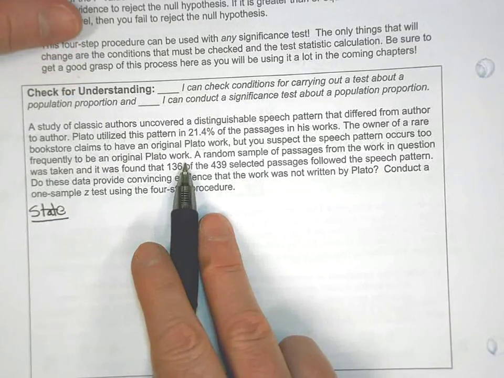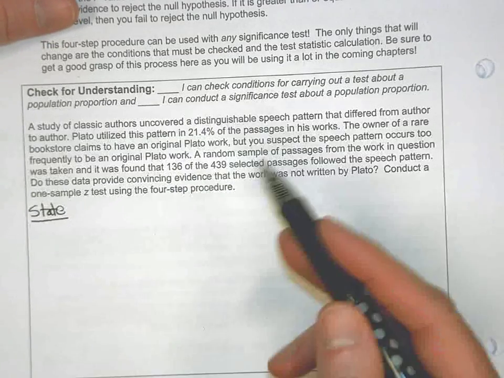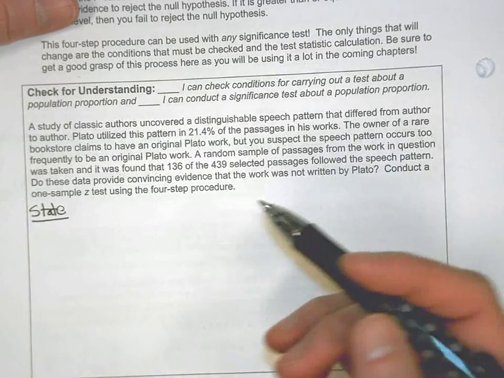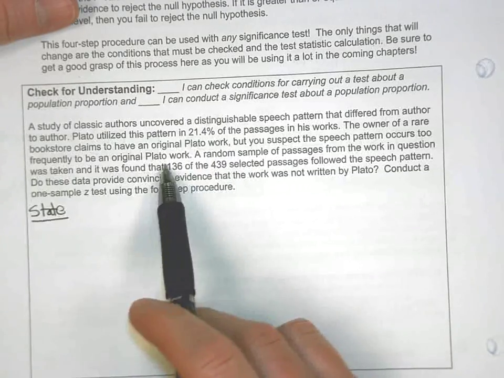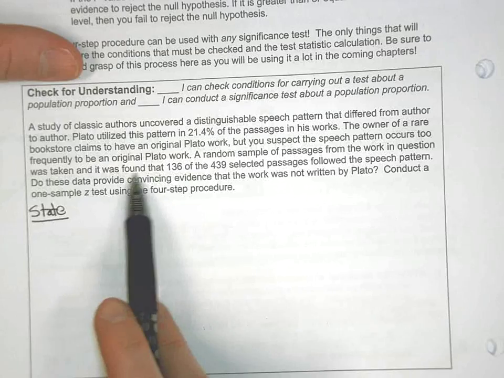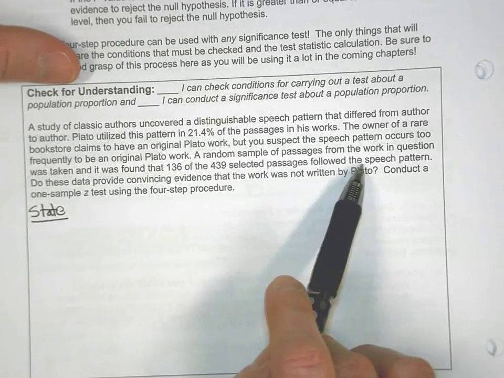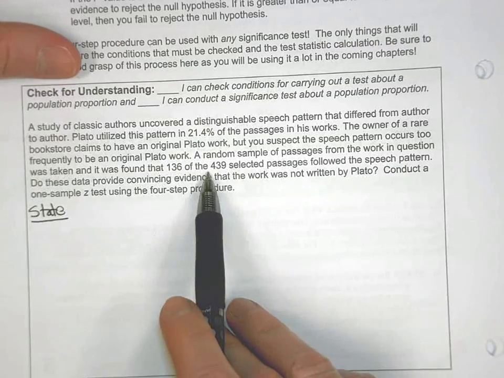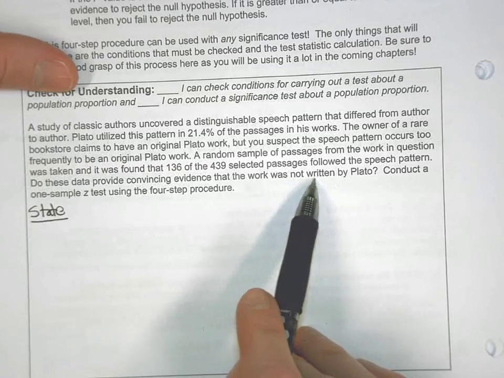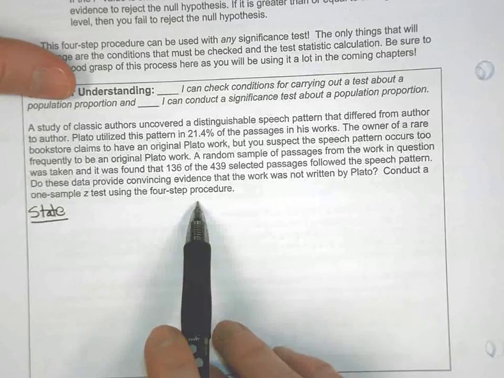You've got some guy claiming he has an original piece of Plato's work, which means he's hoping to get a whole bunch of money for it, and you're the statistician trying to prove him wrong. So a random sample of passages from the work in question was taken. It was found that 136 of the 439 selected passages followed the speech pattern, so they were looking like they were Plato's. Do these data provide convincing evidence that the work was not written by Plato? Conduct a 1-sample z-test using the 4-step procedure.